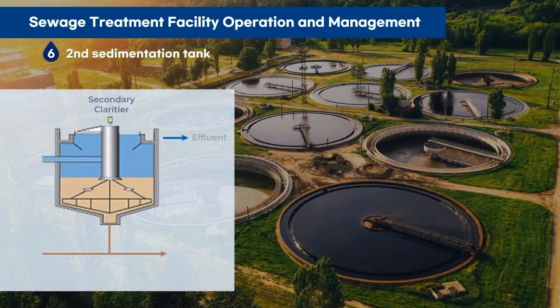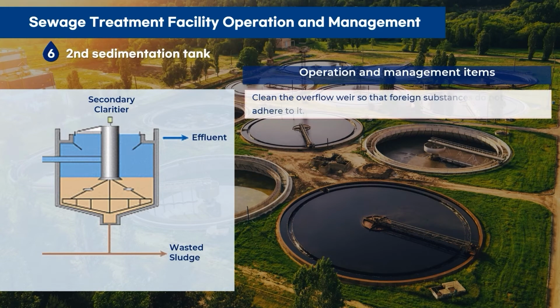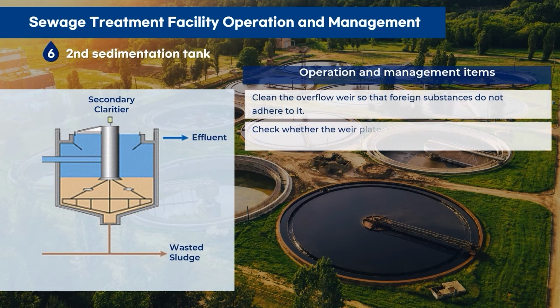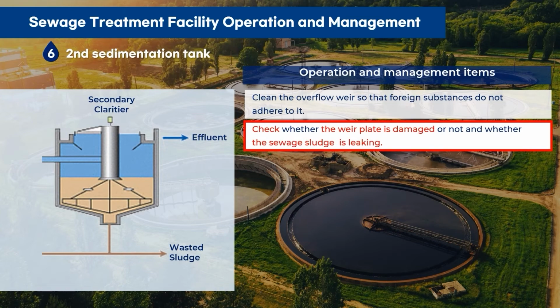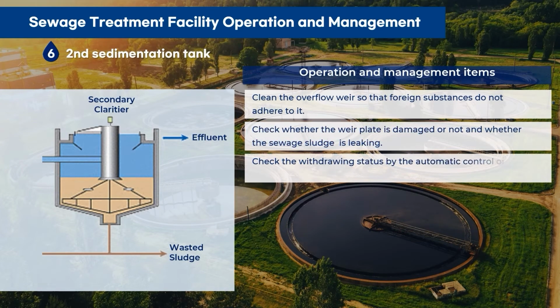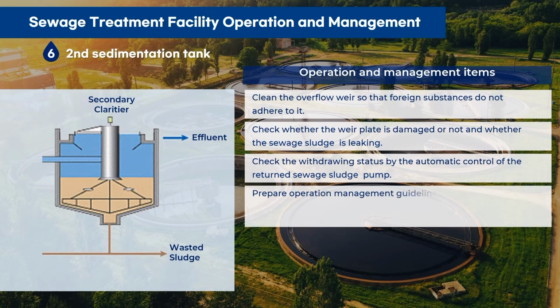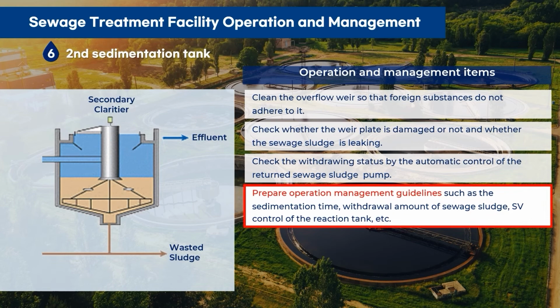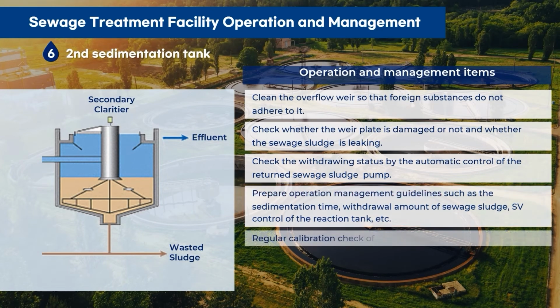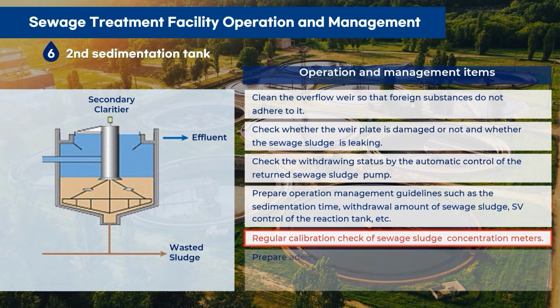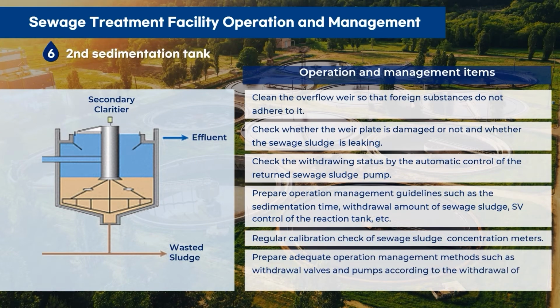In secondary sedimentation facilities, the weirs should be cleaned to keep foreign matter from adhering to them, and the weir surface should be checked for damage and sludge overflow. The draw status of the automatic control system of the returned wastewater sludge pump should be checked. Operational management measures should also be prepared, such as sedimentation time and wastewater sludge draw rate, and SV adjustment for reactors. Measures should be prepared for regular calibration and checks of the wastewater sludge concentration meter, and appropriate operation of the draw valve and pump for drawing wastewater sludge.